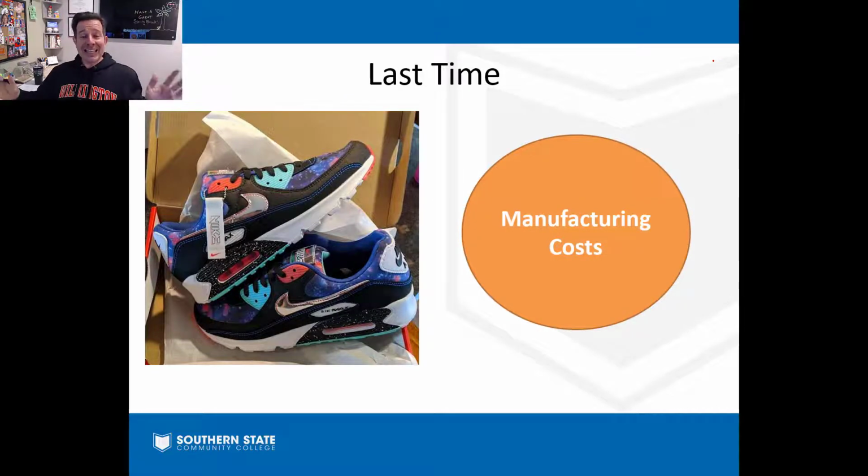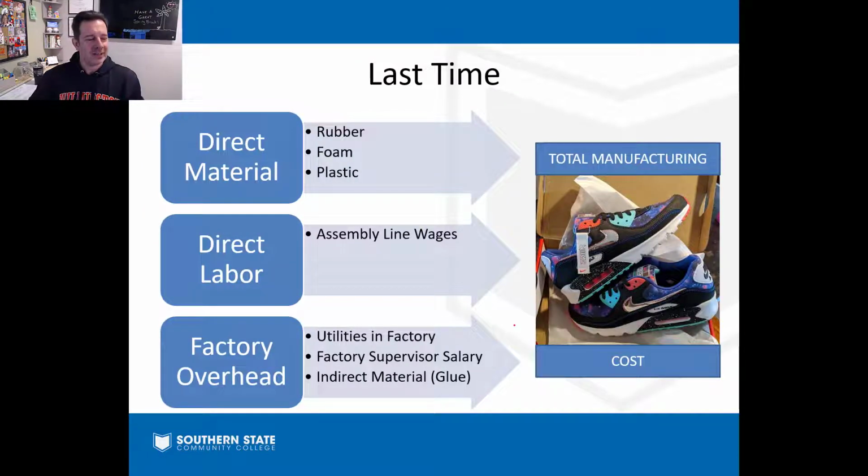Last time we talked about Nike and the product cost of what it took to create a pair of shoes, and we said we had to have direct material, direct labor, and factory overhead. We broke all that down for you in our video before. And as you can see right there, we know now that direct material plus direct labor plus factory overhead is equal to our total product cost.